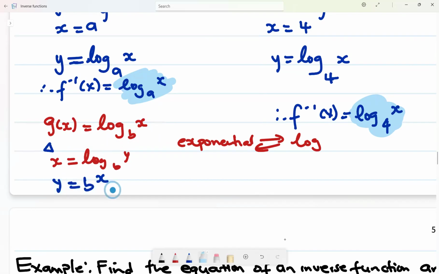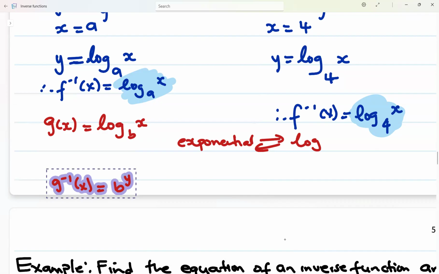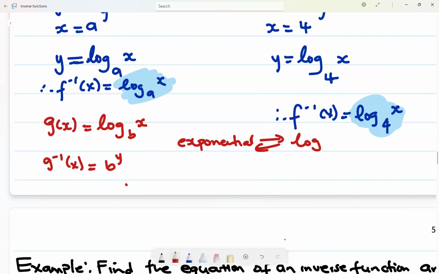So you don't need to stress yourself a lot. The inverse of g in this case is going to be whatever this part is, b to the power of y. So it's going to be b to the power of the original that you have, x. Okay, b to the power of x, just like that. Cool.